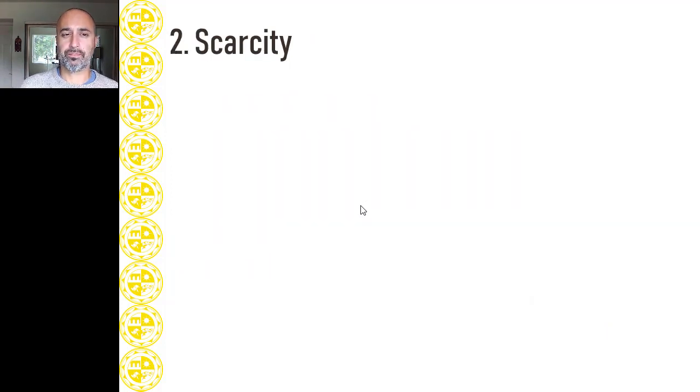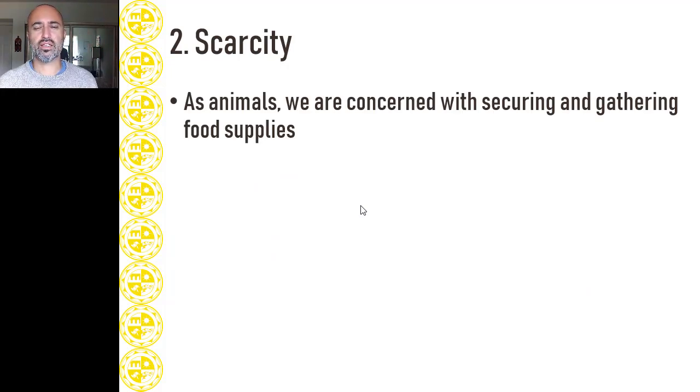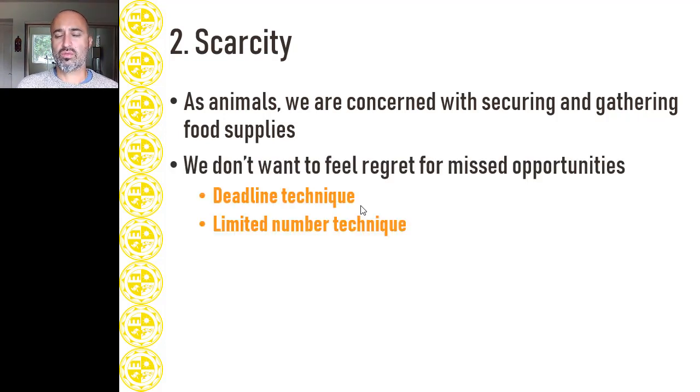So that's reciprocity. Second principle is scarcity. So again, as animals, we're concerned with securing and gathering food supplies. That's evolved into us. And we don't want to feel regret for missing opportunities that are available only for a short period of time or are only available in a particular quantity.